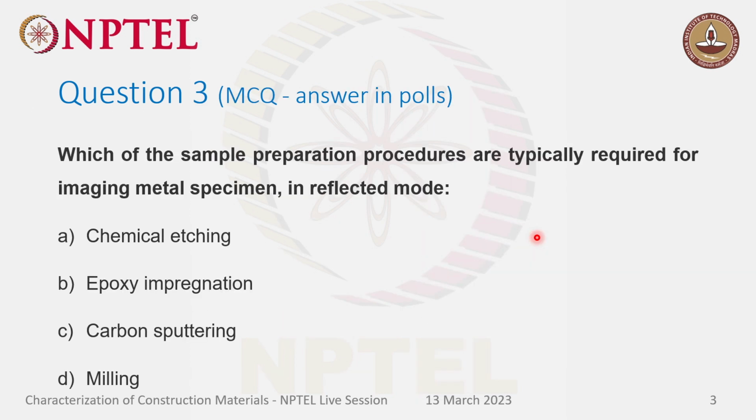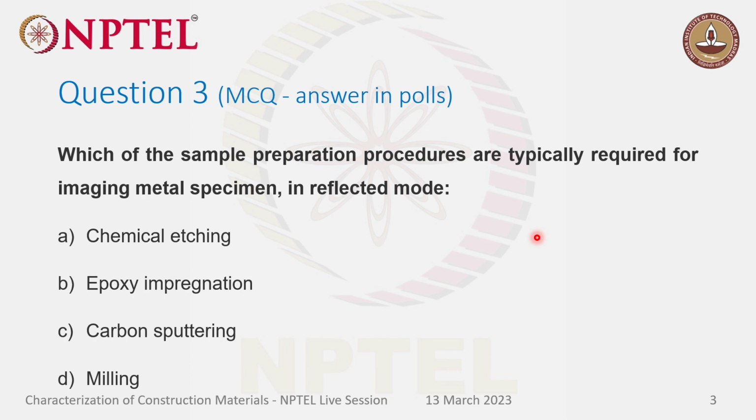So now let's move to the next question. This question is a very simple question, and it is also explained in the first few lecture slides. Okay. Which of the following preparation procedures are typically required for imaging metal specimen in reflected mode? So here we are talking about the reflected mode. There are different types of mode in optical microscopy. That is also one of the questions here.